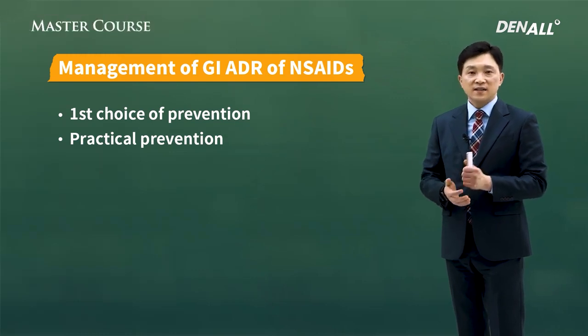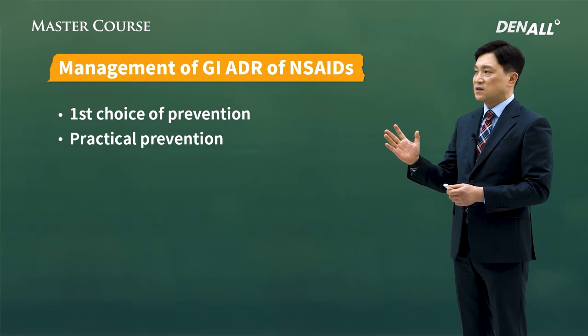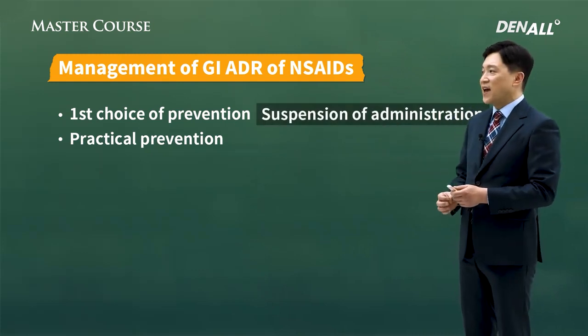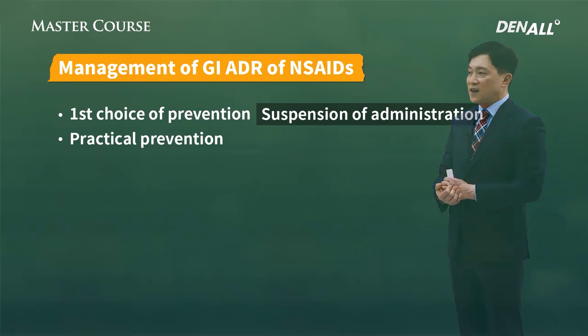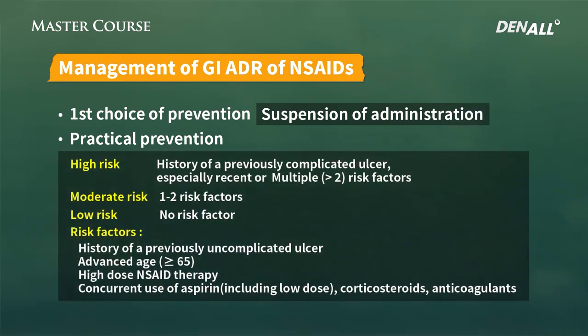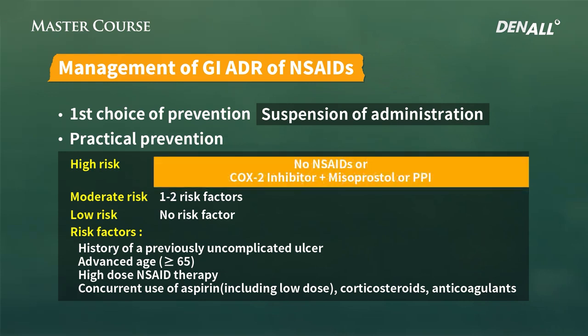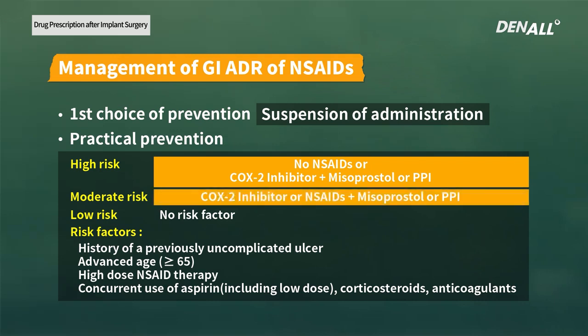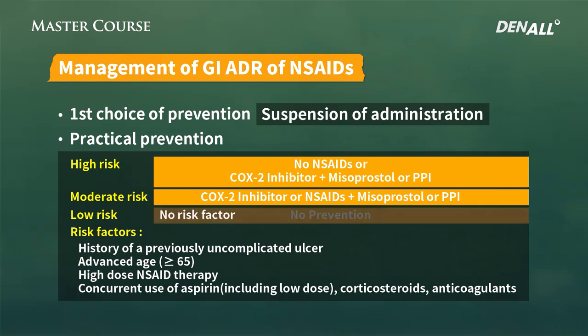After NSAID administration, GI trouble can occur. To manage that, first we need to suspend the administration of the drug. If that cannot be done, patients are classified into 3 risk groups. For high risk group, NSAID should be stopped or COX-2 inhibitor should be used, and misoprostol or PPI can be concomitantly used. For moderate risk, NSAID is not stopped. It should be changed to COX-2 inhibitor or NSAID plus misoprostol or PPI. For low risk, no prevention.